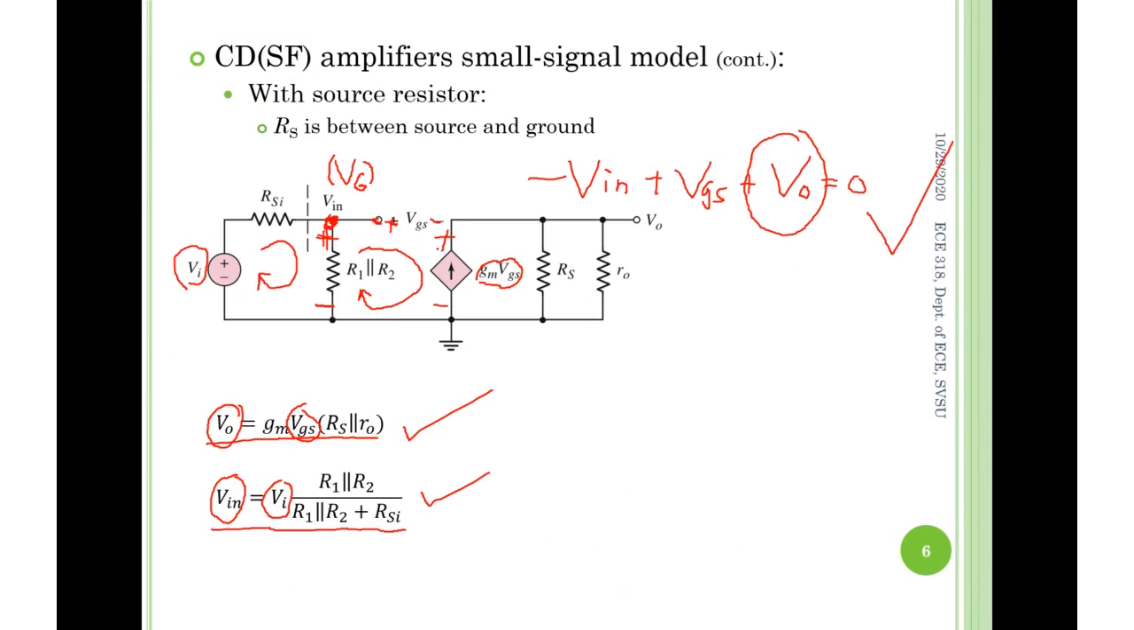So what's the voltage across this current source? Nothing but V naught. V naught is the voltage across R naught, the voltage across RS, and also the voltage across this dependent current source. It's nothing but V naught, right? This is the third equation. Four unknowns, three equations, done.